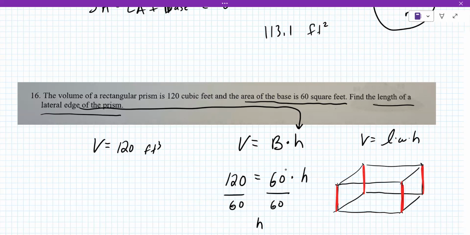H is 2. What are the units of H? So length. Oh, 2 feet. Just feet. Yeah. All right. Awesome. On to 17. Yeah.